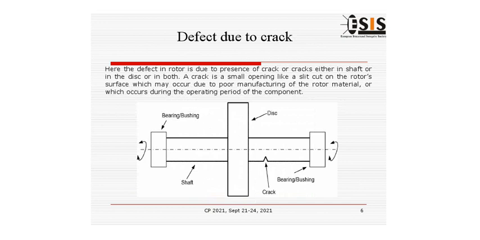Now, the defect due to crack, the most critical one. Here, the defect in rotor is due to presence of crack or cracks either in shaft or in the disc or in both. A crack is a small opening like slit cut on rotor surface which may occur due to poor manufacturing of the rotor material or which occurs during the operating period of the component.